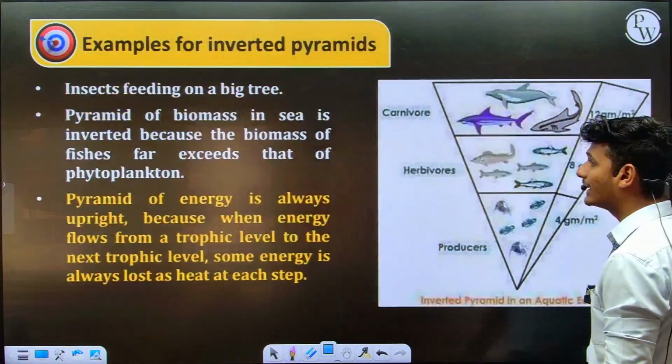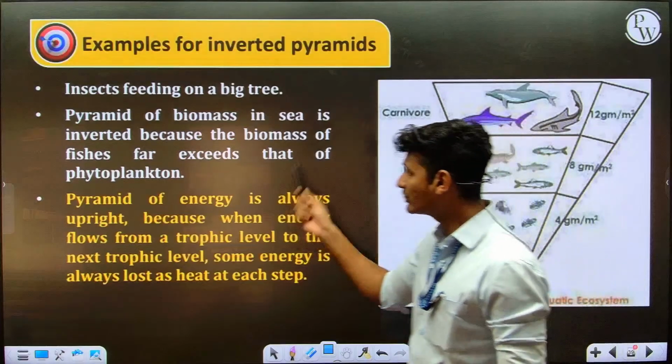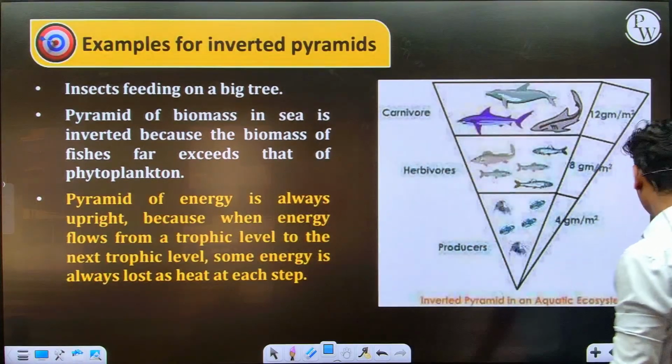I hope you are getting my point. The pyramid of energy is always upright. This is a very important point.